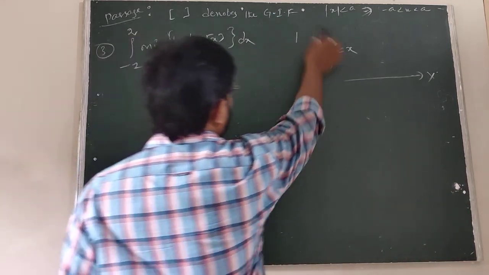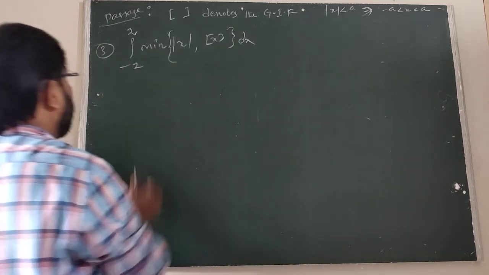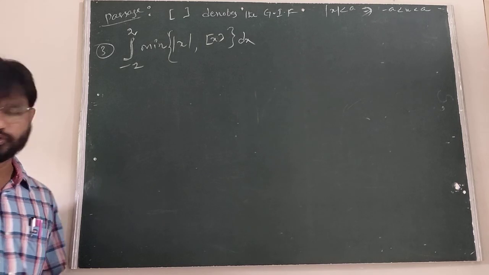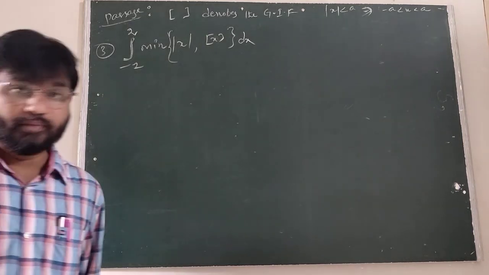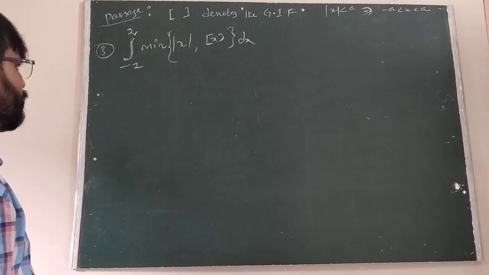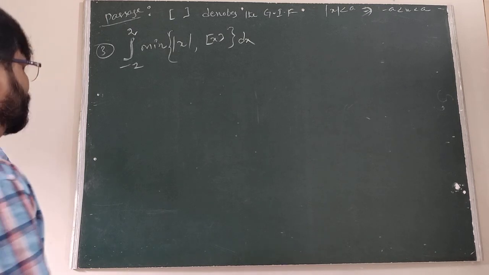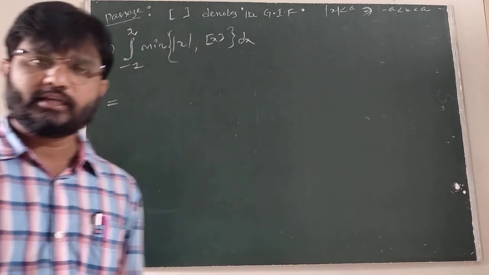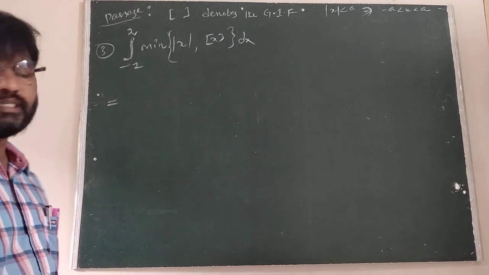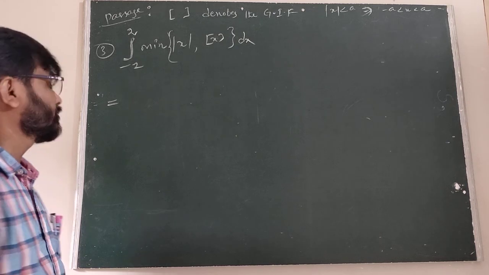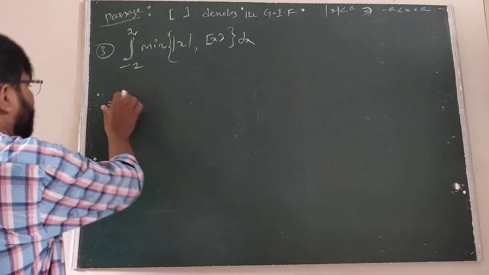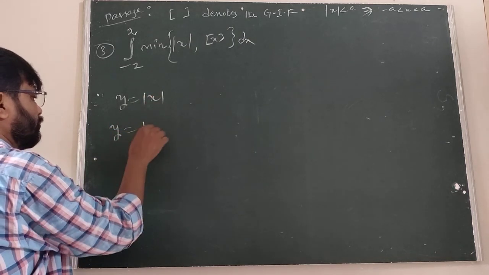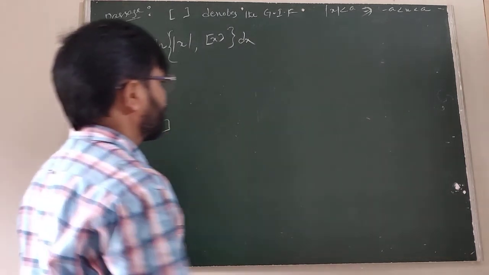Now the minimum, all of you listen here, the minimum of the integral from minus 2 to 2 of mod x and step x, that is floor of x, dx. Therefore, how to write this one? How to complete this one? So here first we take y equal to mod x as the graph, and another one is y equal to step x. Therefore, all of you listen here.